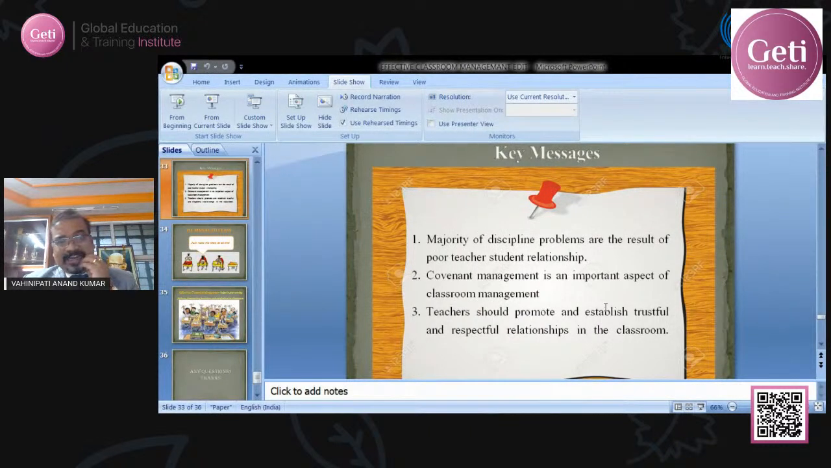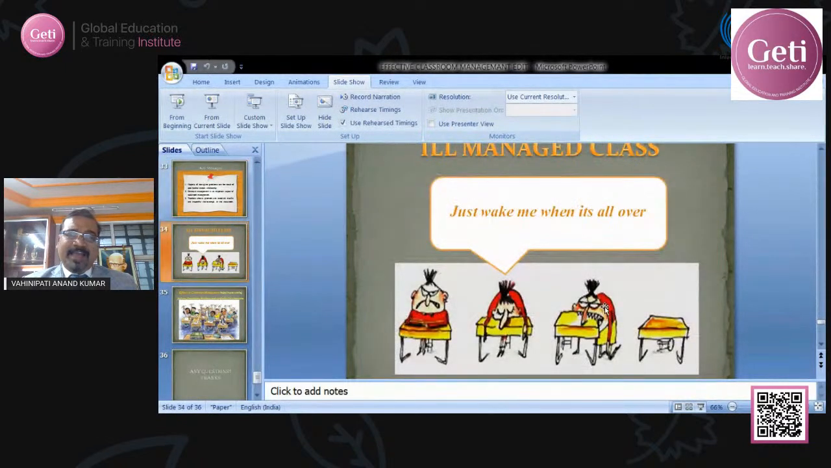So the key messages are that the majority of the discipline problems are a result of poor teacher-student relationship. Covenant management is the important aspect of classroom management, and if we master it, our other two aspects will automatically give better results. And teachers should promote and establish trustful and respectful relationships in the classroom. And by following these three aspects of classroom management, we can turn an ill managed class.